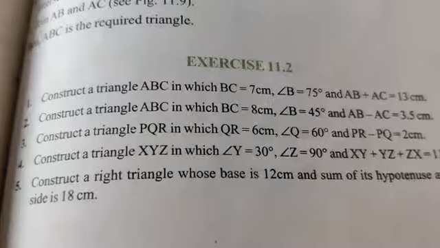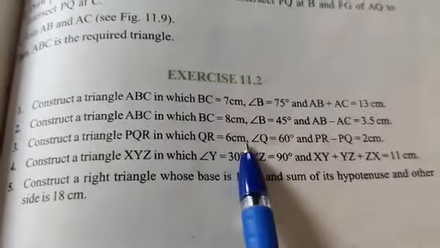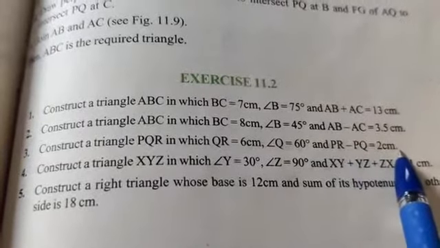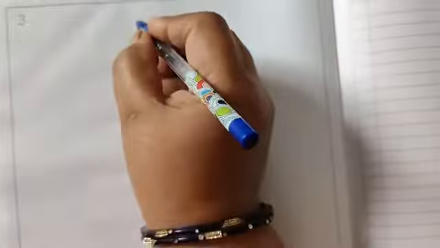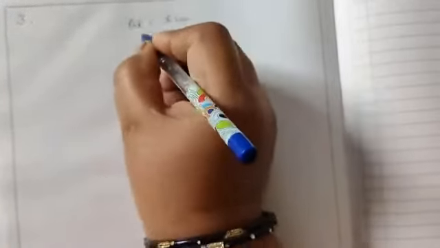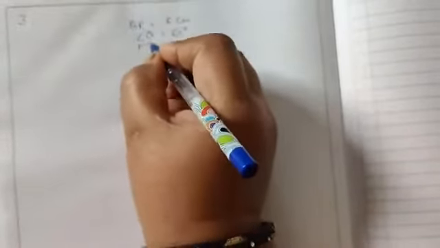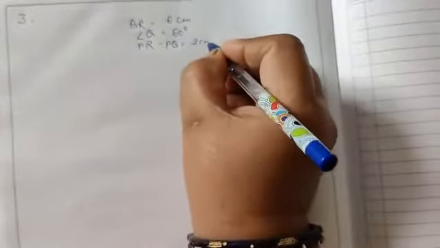Next. Question number 3. Construct a triangle PQR in which QR equal to 6 centimeter, angle Q equal to 60 degree and PR minus PQ equal to 2 centimeter. Question number 3. QR equal to 6 centimeter, angle Q equal to 60 degree and PR minus PQ equal to 2 centimeter.